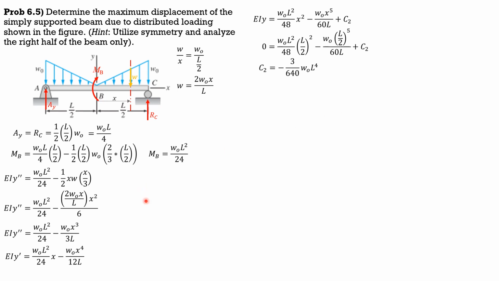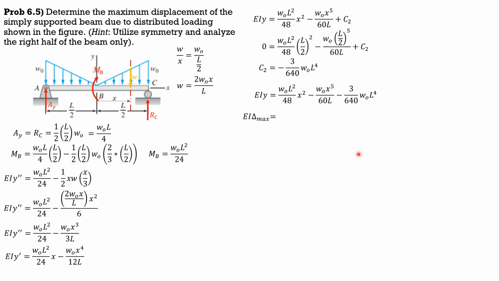Substitute into this equation. So EI y equals W_O L² X²/48 minus W_O X⁵/60L minus 3/640 W_O L⁴. This is the equation of the elastic curve. Then we can compute the maximum displacement when X is 0, which is at B. Then everything else will be 0, and this will be the maximum deflection.